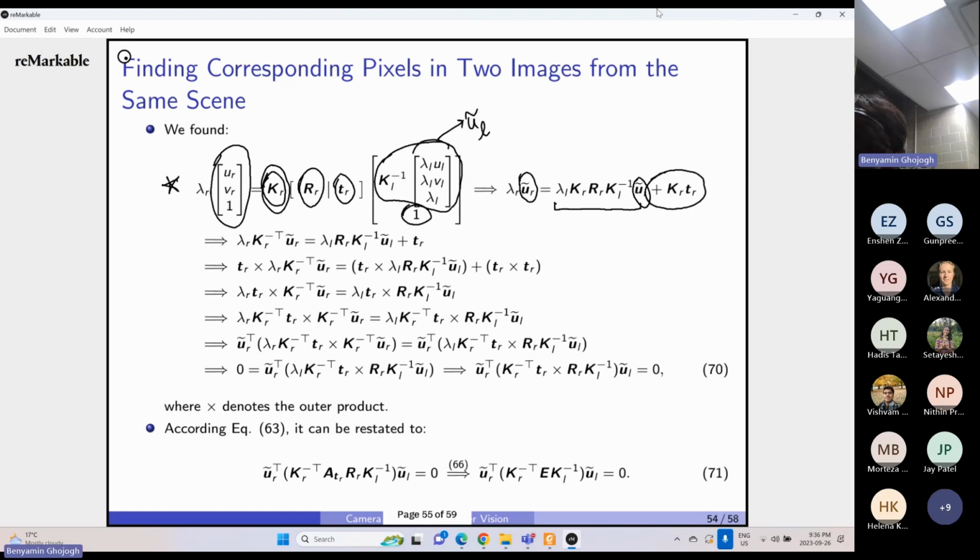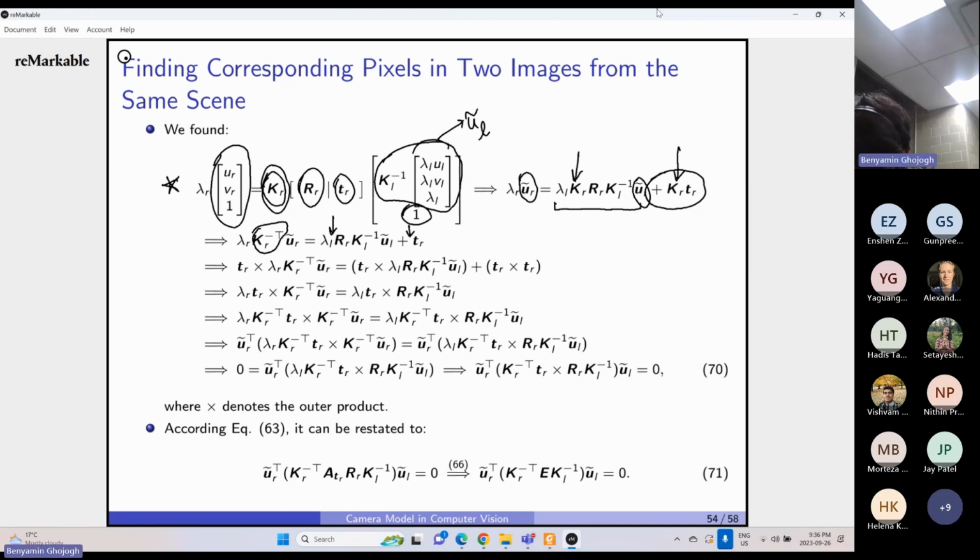Now let's simplify this. This KR is a pain in the neck. Left multiply the sides by KR inverse transpose, right? So if I do that, this goes away, and I will have this KR inverse transpose. And this went away, right? And also this KR goes away. So these two KRs go away.